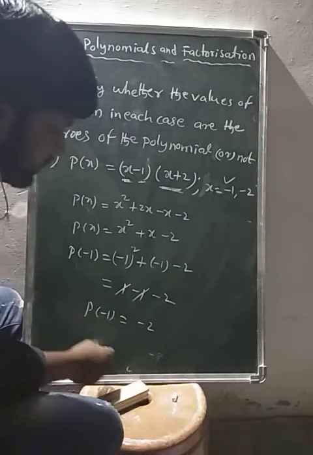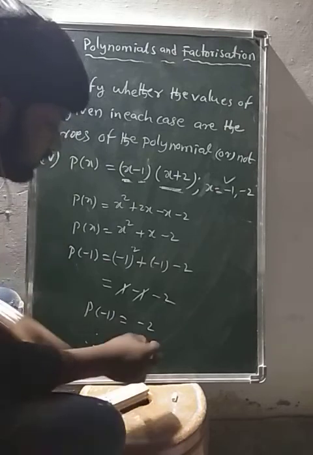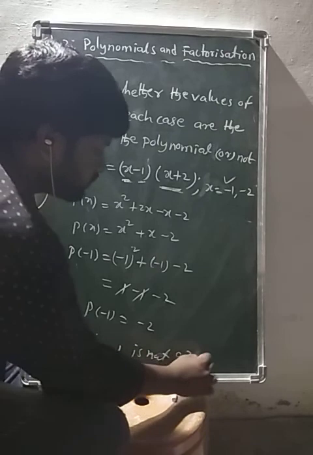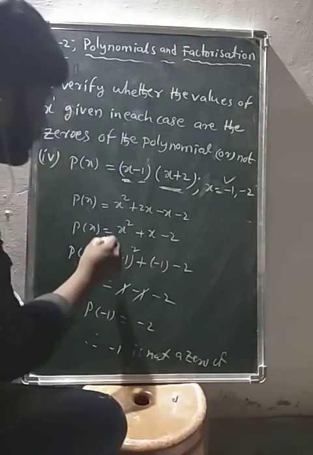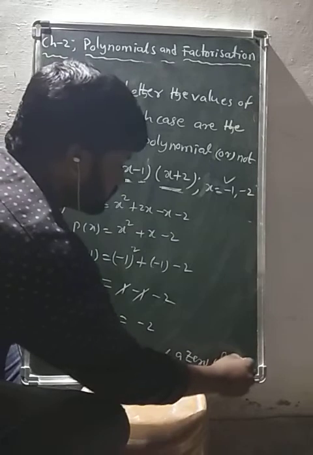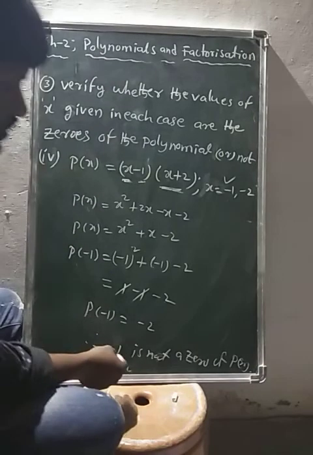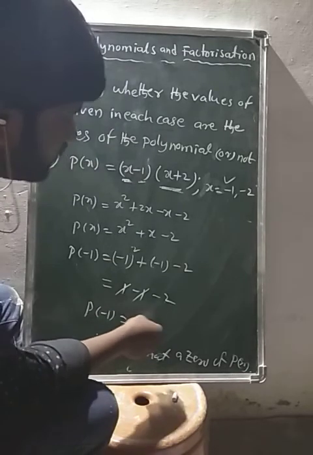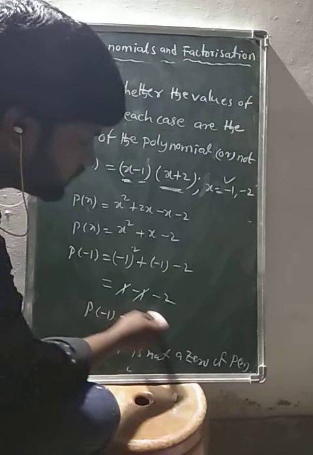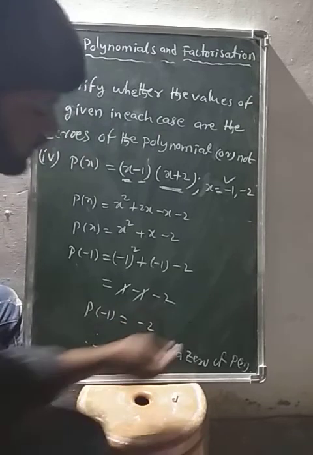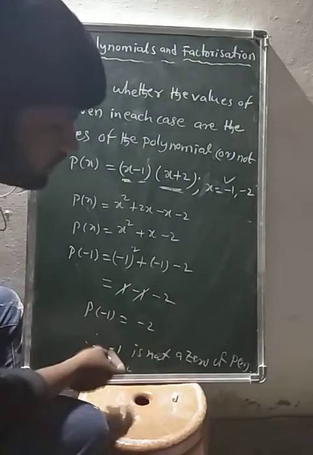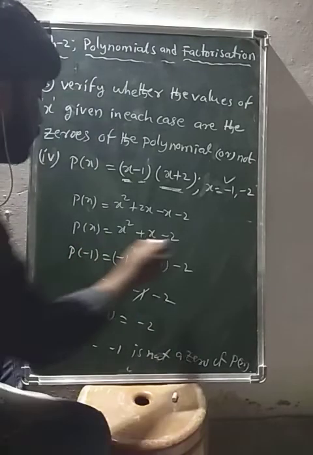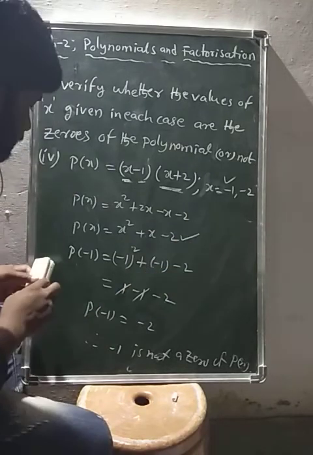Therefore minus 1 is not a zero of the polynomial p of x, because the value we get is minus 2. Only when the value of the polynomial becomes 0 can we say that it is a zero of the polynomial. Here we get minus 2, that's why minus 1 is not a zero of the polynomial p of x.